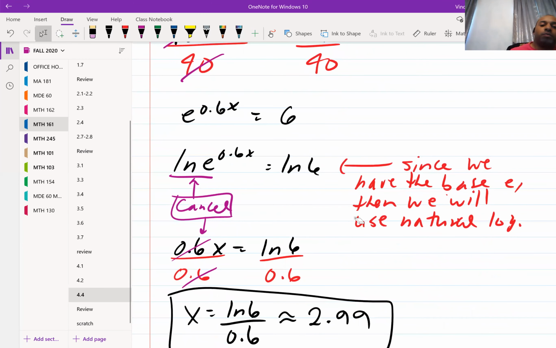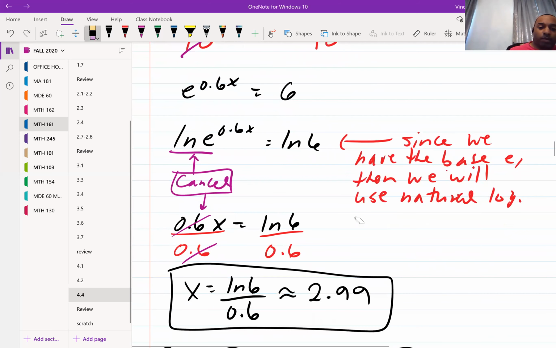And so that cancels out this part, leaving you with just 0.06x. So you're left with that. Then you divide both sides by that 0.06. And you have natural log of 6 over 0.06, or 2.99.